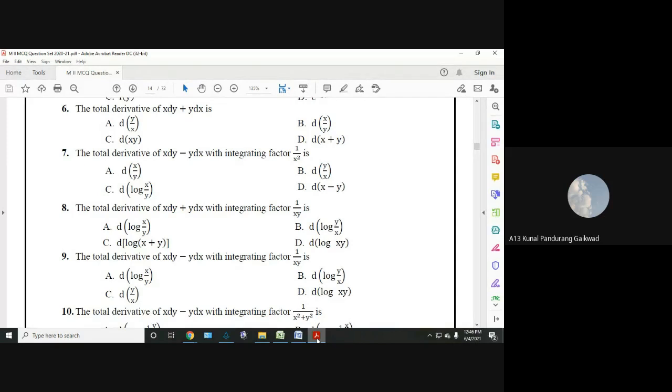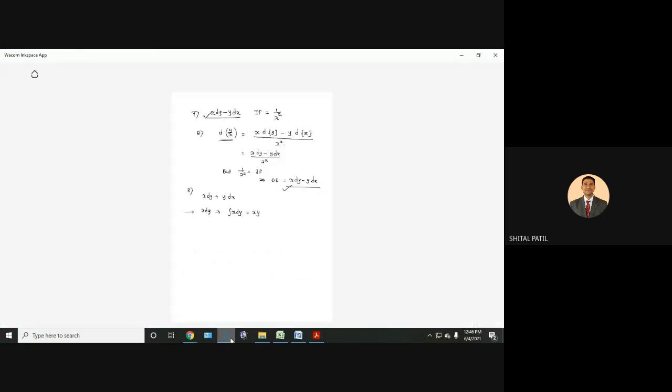Sir, B. D option is correct. Since 1 upon xy we want, in the denominator 1 upon xy is required. Okay, let me solve it for B as well as D, and we'll cross check which one is correct and how it is correct.